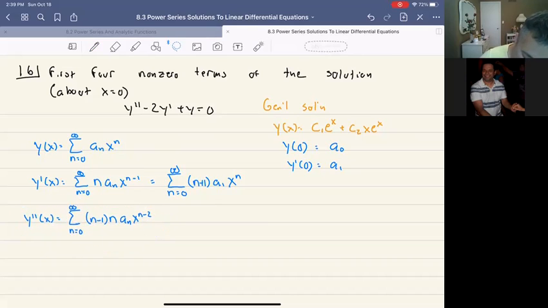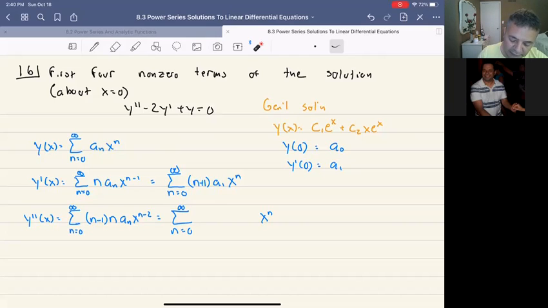Okay, now that equals, still going to go from 0 to infinity. Okay, I still want to have the same power, so x to the n I'm going to write. But now I have to think again. What is my first non-zero term? First non-zero term comes when n equals 2, right? When n equals 1, this is 0. When n equals 0, this is 0. So n equals 2 is my first non-zero term.